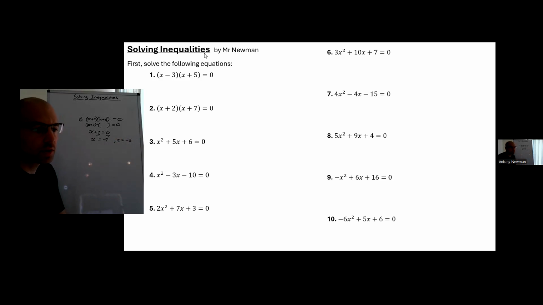Excellent. So you managed to do questions 1 and 2. Yes, question 3 onwards, we have to factorize. And do you remember what factorize is? Yes, put into brackets. Good. So we have to first put them into brackets, just like questions number 1 and 2.